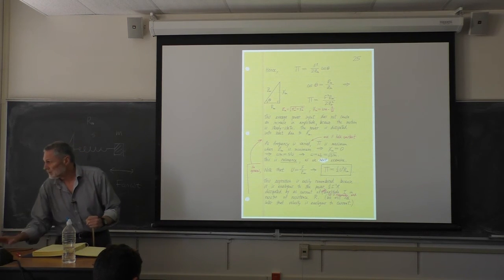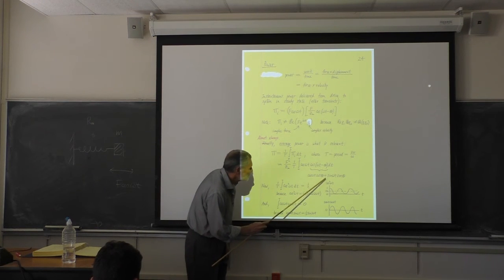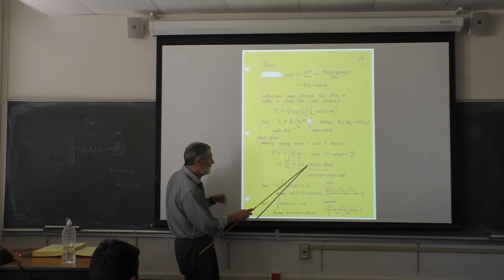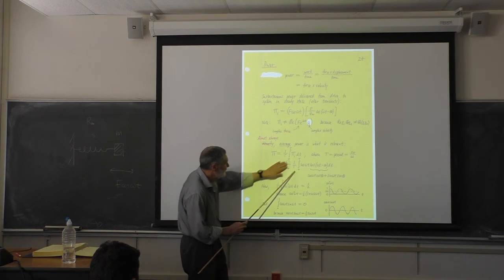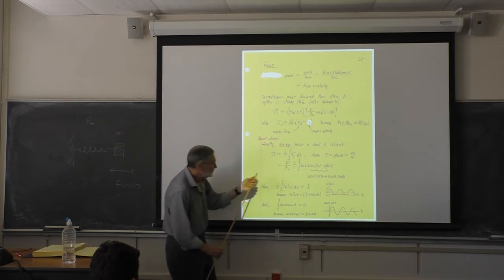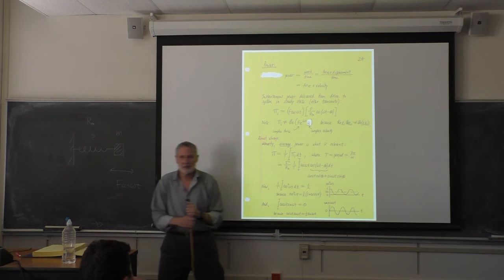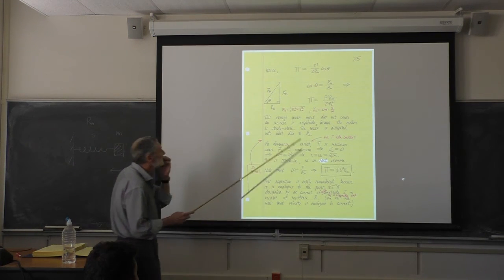Okay, so here's what we get. This is 0. We get the average value of the cosine squared, which is 1/2, and we get this, and this is part of the average. And don't forget, we have a cosine of theta there. So what we get for the average power is this.